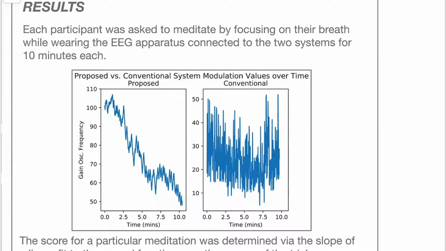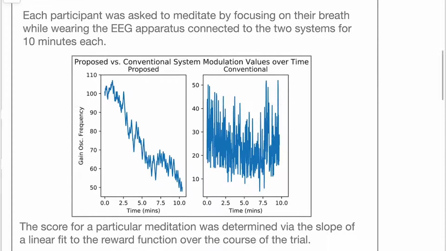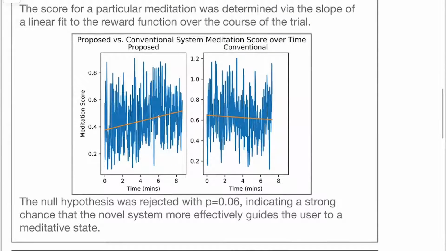To measure the effectiveness of each system, a linear fit was applied to the meditation score over time data. Here are some sample plots. There's a clear trend upward in this example from the proposed system. Meanwhile, we observe a more neutral trend in the conventional system.